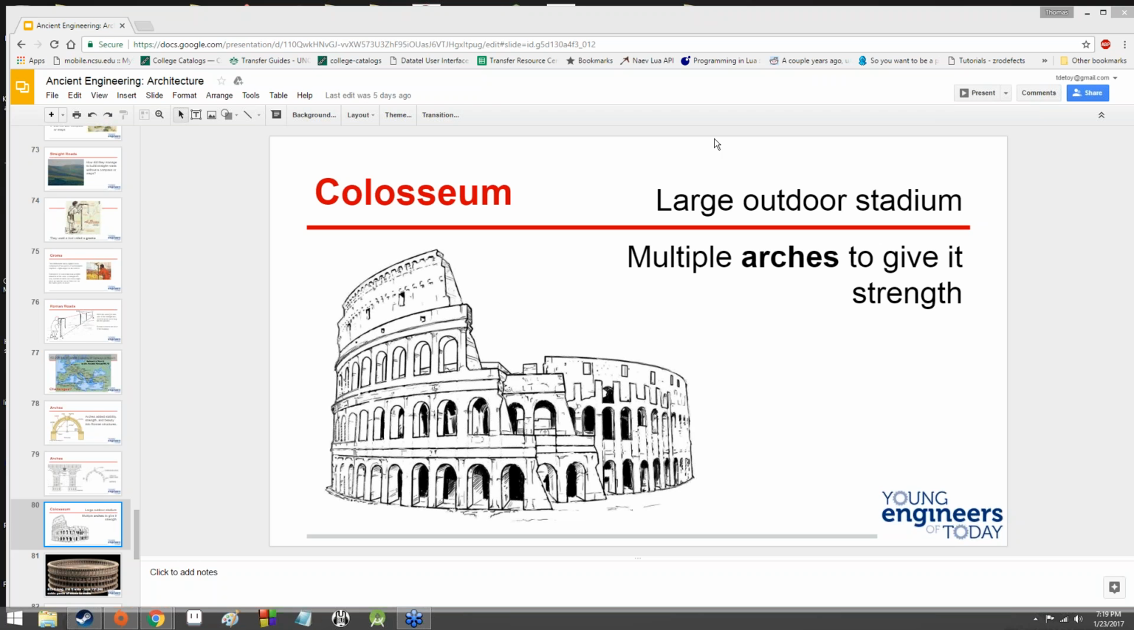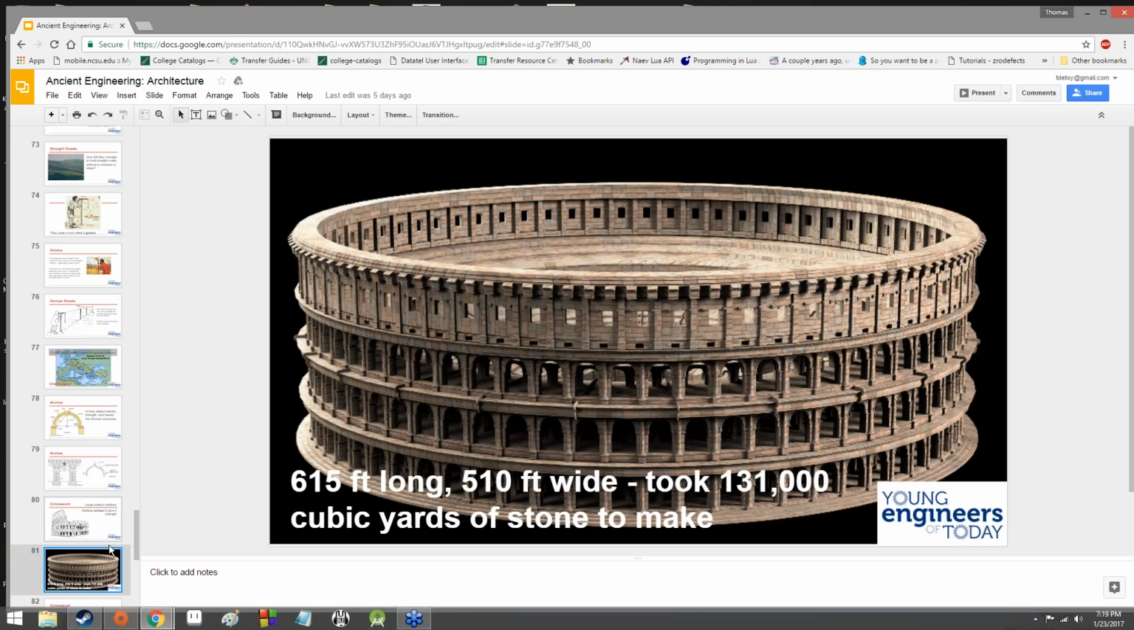Essentially, it's a lighter weight design than normal supports are, just by virtue of the fact that it's using less material, and the distribution allows less total weight for each support because of the way that it's distributed. So yeah, the Colosseum was pretty big, 615 feet long, 510 feet wide, and it took 131,000 cubic yards of stone to make, which is a lot of stone.